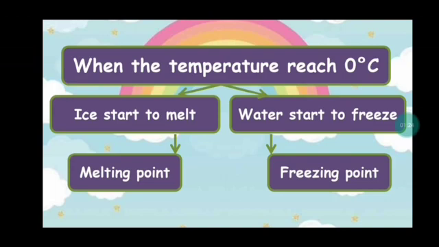So 0 degrees Celsius is the melting point of ice and the freezing point of water. Jadi bisa kita sebut 0 derajat itu adalah titik lebur es atau titik beku air. Es mulai mencair melebur pada suhu 0 degrees Celsius dan water mulai membeku pada 0 degrees Celsius. So I can say 0 degrees Celsius is the melting point and also the freezing point.